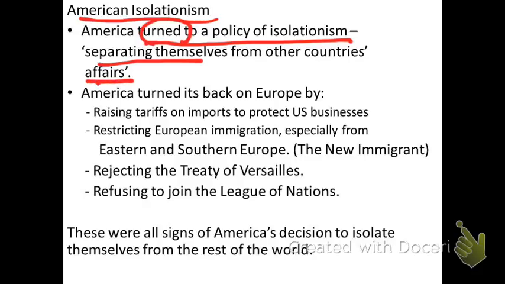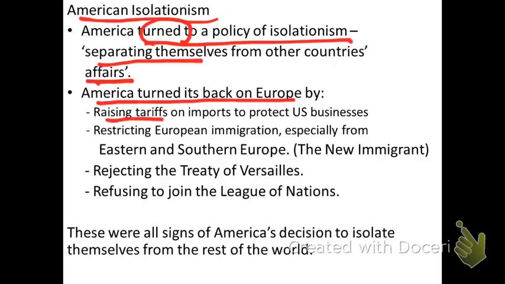Again, this is the key part right there. Their problems, we felt, were not ours. Their wars, their conflicts were not our business. We wanted to remain neutral. We wanted to sell goods to both sides, but we did not want to get involved in any type of conflict. So we turned our back on Europe by a couple of things.